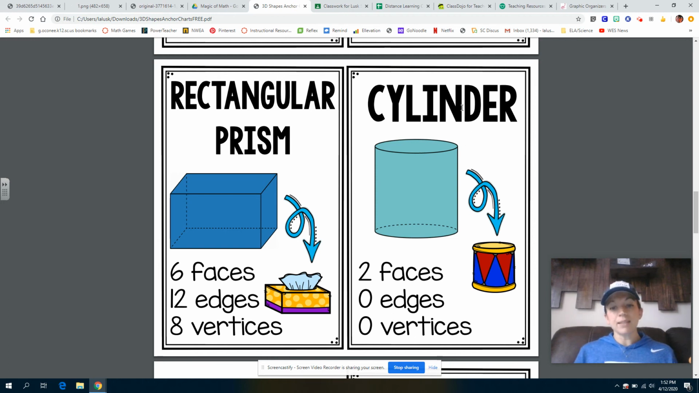Then you have the cylinder. The cylinder is like a drum or a can of soup or a Mello Yello can. Any Coke can really. So these are all cylinders. They are rounded at the top and at the bottom, so they've got two faces, but the rest of it is curved. Now, if it's a curved area like the cone or the sphere or the cylinder, that's not considered a face because it has to be flat.